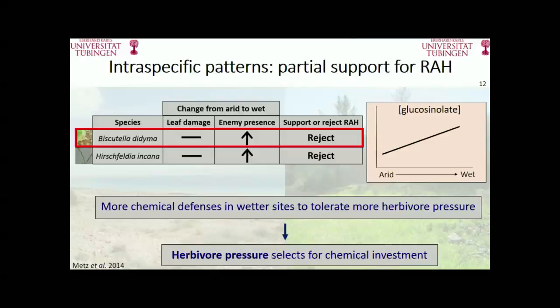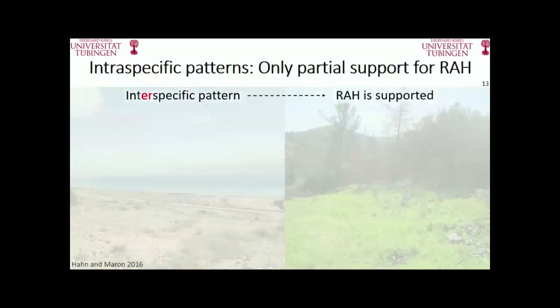And so we could say that for this species, we can accept the hypothesis that herbivore pressure selects for chemical investment. And so again, it goes against the resource allocation hypothesis. So bringing it all together, what can we say from this experiment? Well, we can say that at the interspecific level, the resource allocation hypothesis is supported. We saw this increase in leaf damage whilst herbivore pressure remained constant.